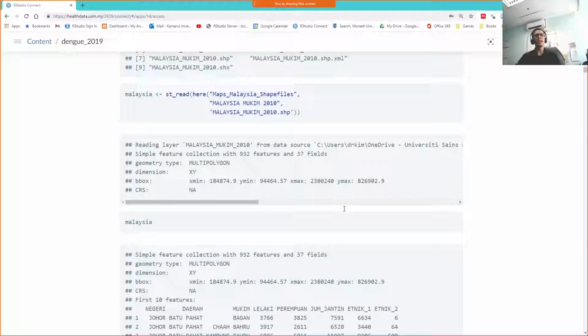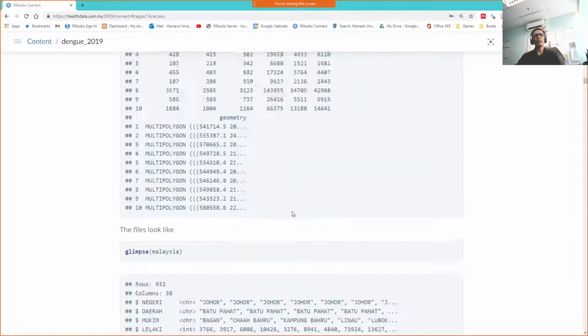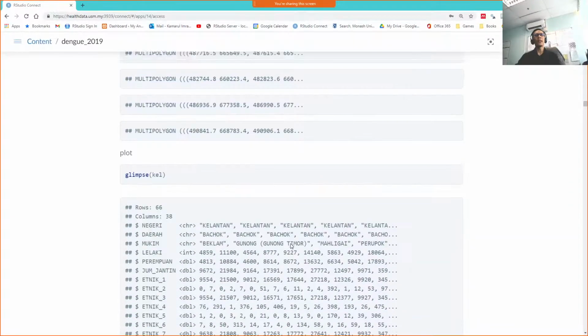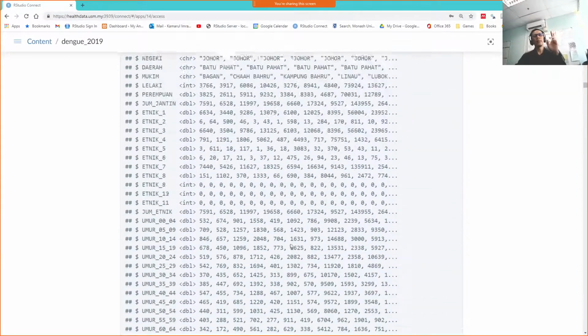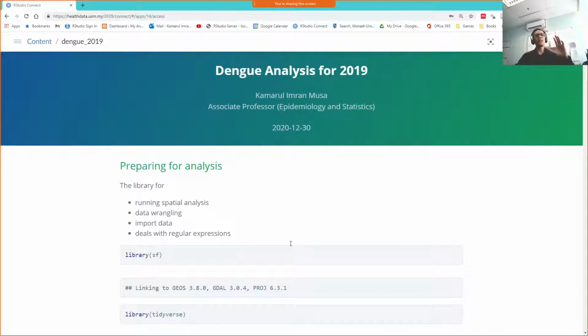So this data comes from, okay, first, the motivation of doing this. Remember in 2019 there was a spike. There were spikes of dengue cases. I think at the end of 2019 lah, banyak cases of dengue kan, if you can remember.